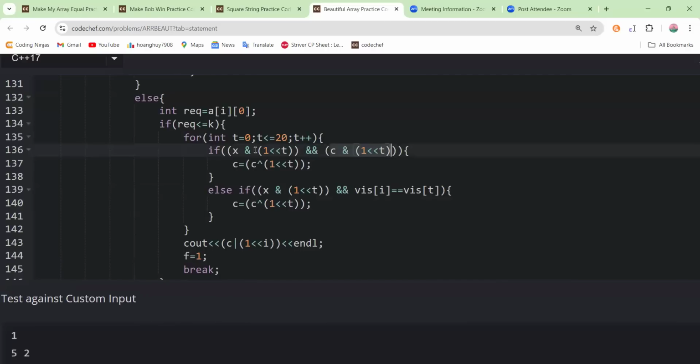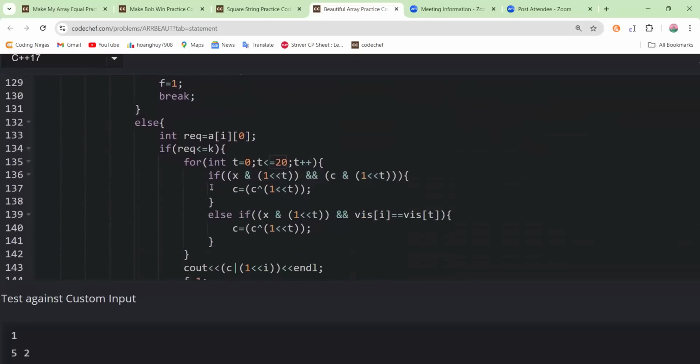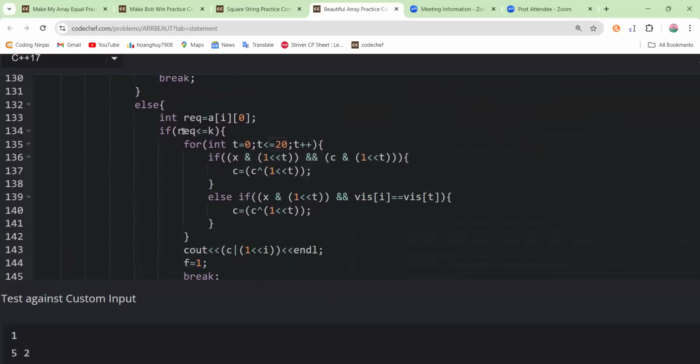But I know that for the ith bit, I am going to turn that particular bit on, isn't it? Because required is less than or equal to k. So I will look if the configuration for the t-th bit is the same as the ith bit or not. That is, visited of i is equal to visited of t. So I know that in the final AND result, accidentally the t-th bit will also get set. So initially it was 0, I need to turn it on. So I need to flip that particular bit in the final AND result.